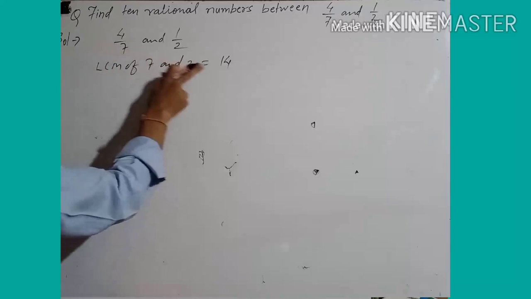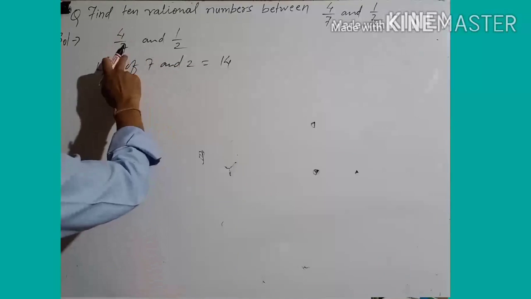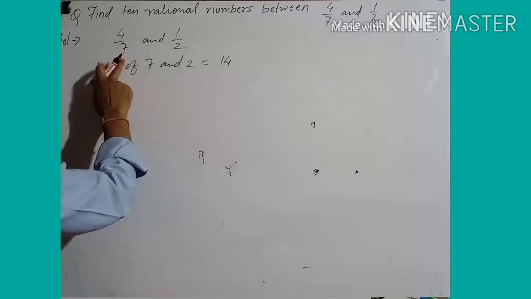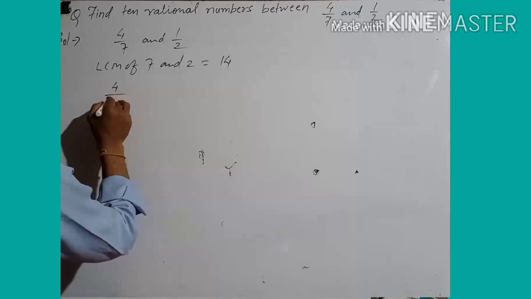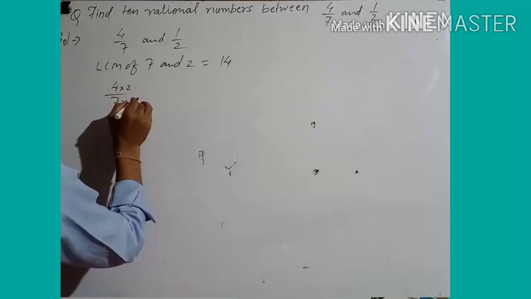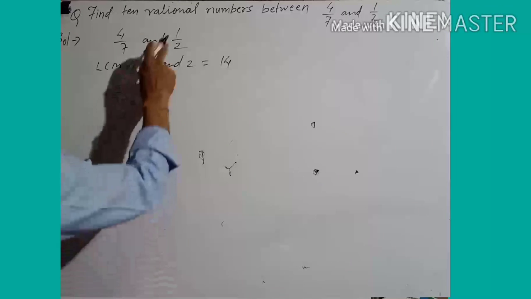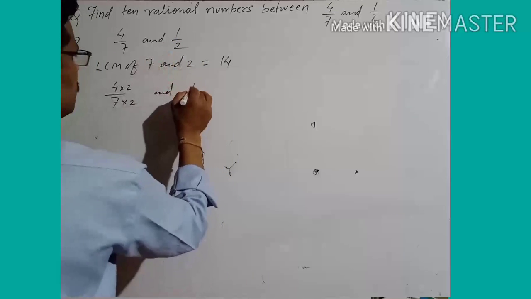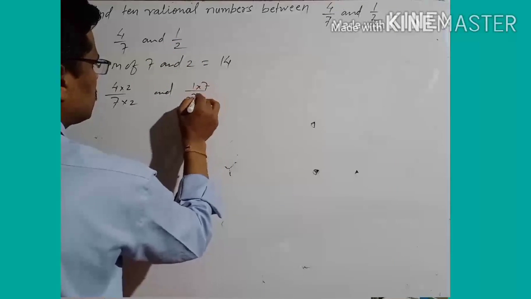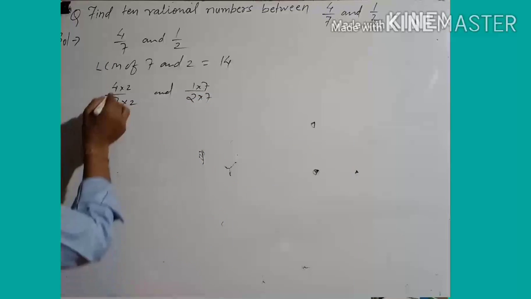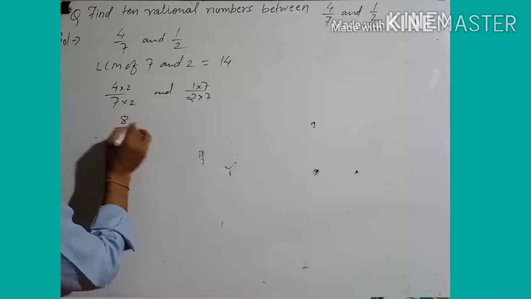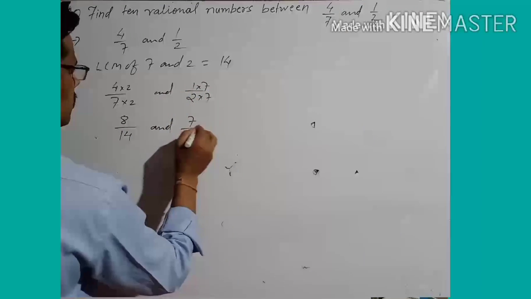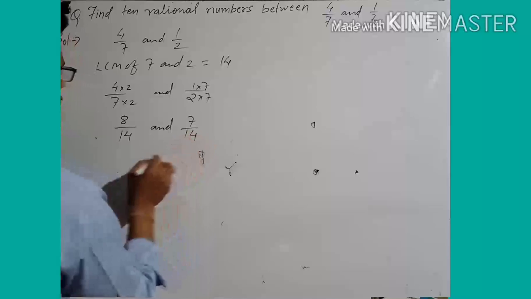Okay. Now we are going to make their denominators 14. How will you make their denominators 14? This LCM 14 should be divided by 7. So we get 2. So 4 upon 7 should be multiplied by 2. And here for 1 upon 2, 14 divided by 2 gives 7. So 1 upon 2 should be multiplied by 7. What do you get here? 4 twos are 8, so we can write 8 upon 14. And here 7 upon 14. Now the denominators are the same.